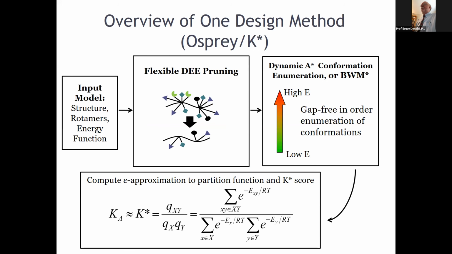One of the things we can do here is use algorithms from computer science, like dynamic A star or so forth. And we can actually enumerate the conformations and sequences, starting with the lowest energy one. Lowest energy is the best one in physics for this, without any gaps, in order of energy. So this is something we want to do just because we care about models. We want the best solutions.